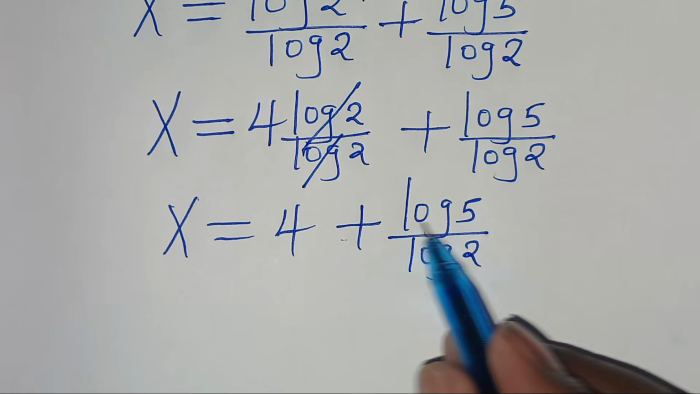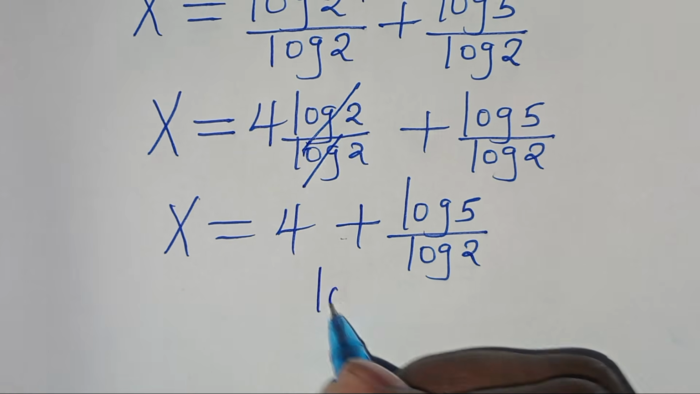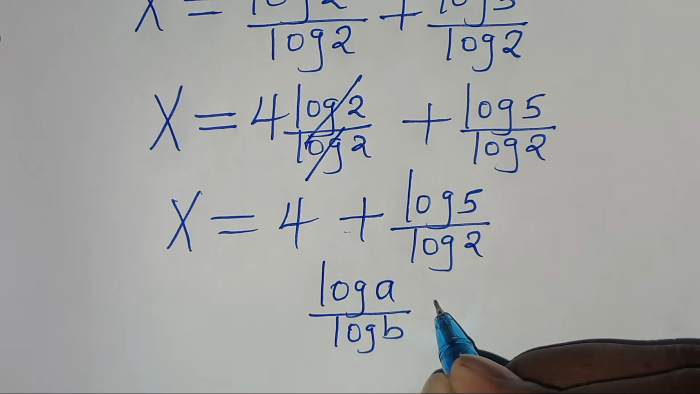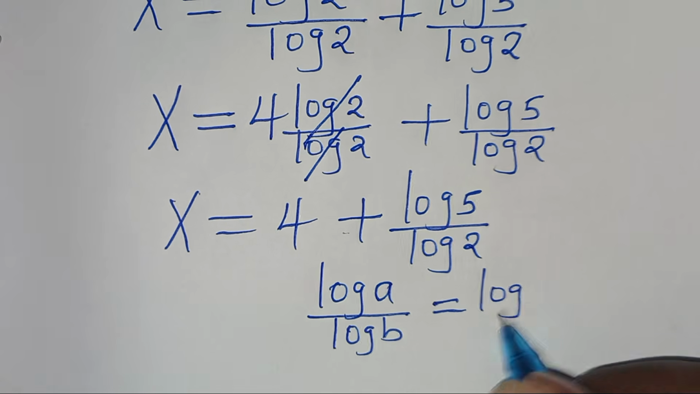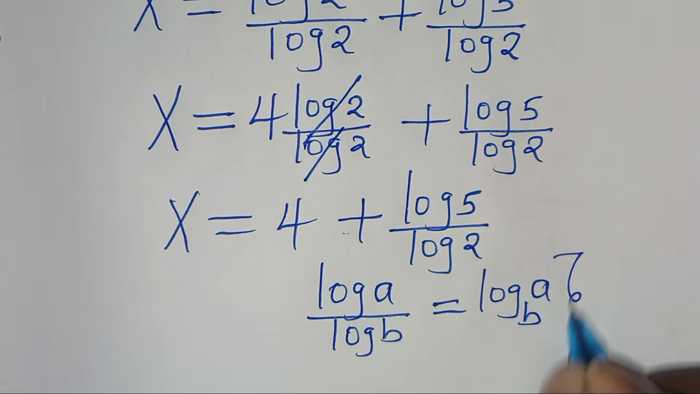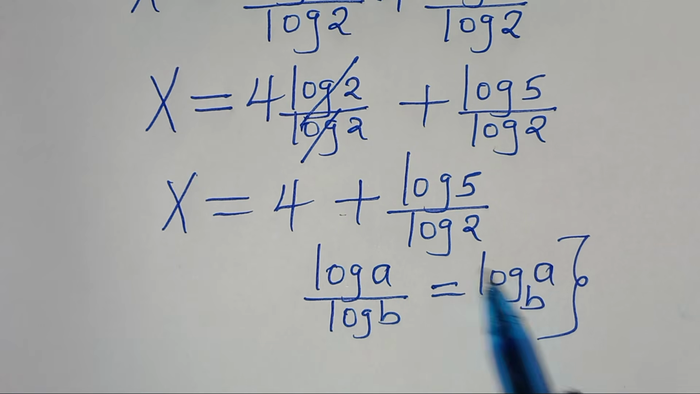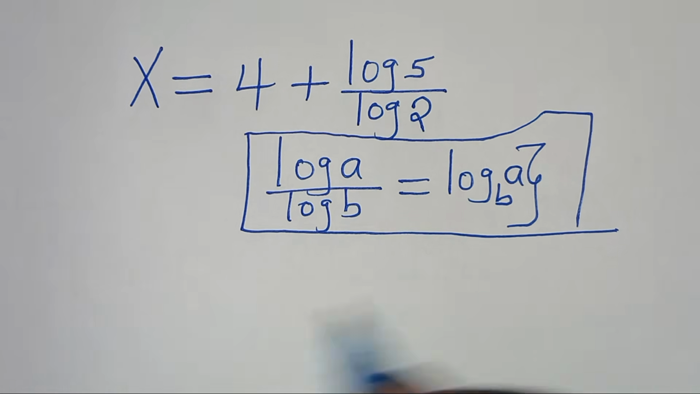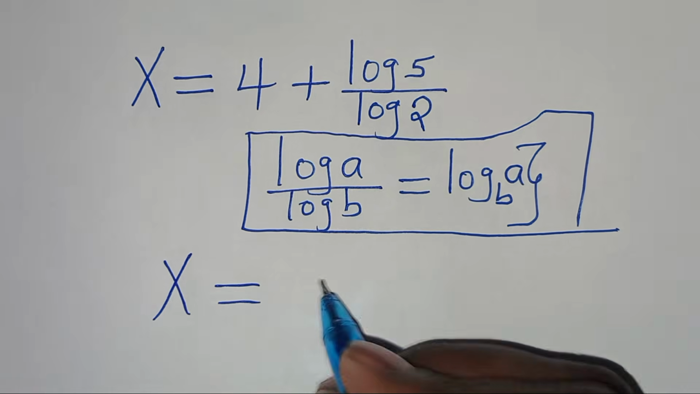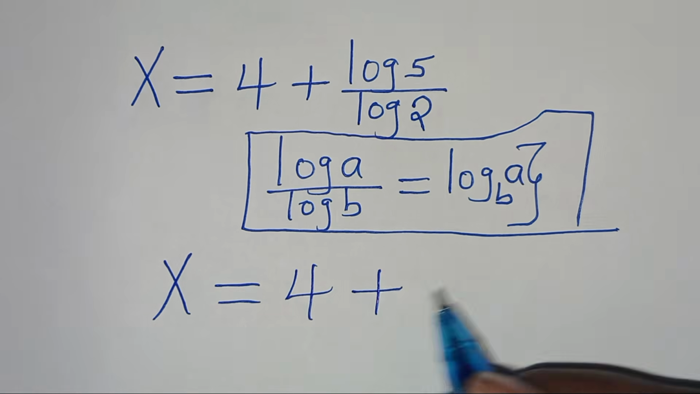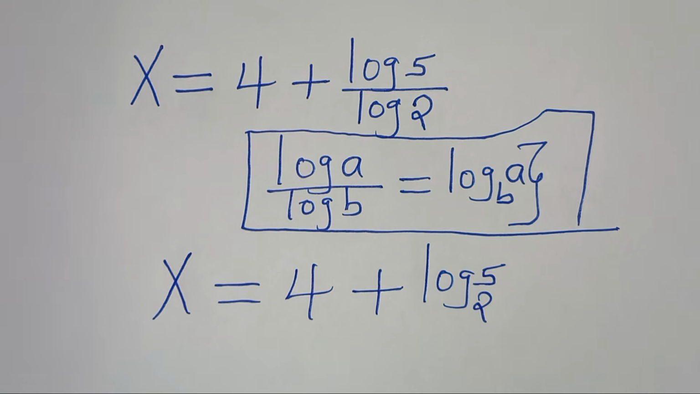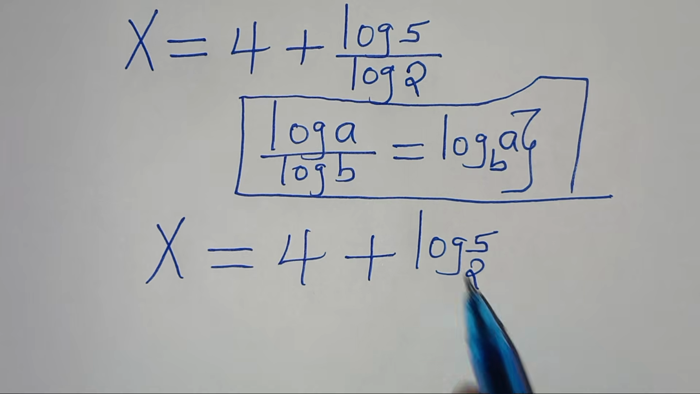So we have log 5 over log 2. This is in the form of log a divided by log b, which we can express as log a to base b. Applying this logarithm property, we have x is equal to 4 plus log 5 to base 2. So this is the value of x.